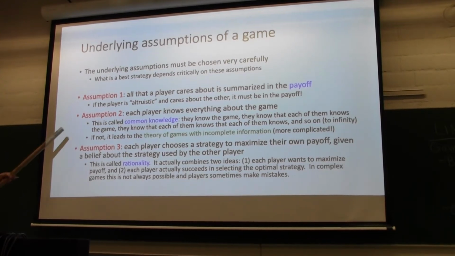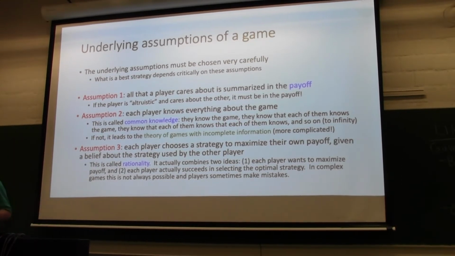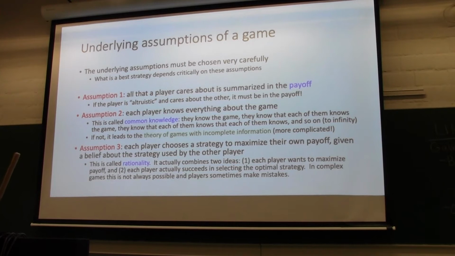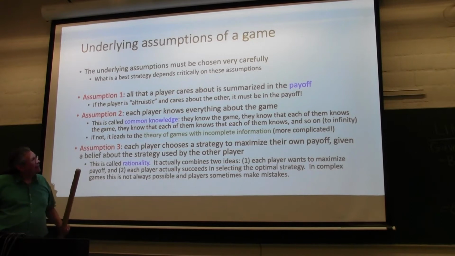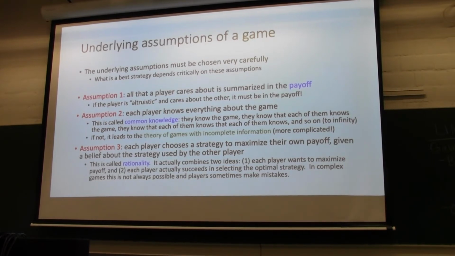Assumption 2, every player knows the full game. There's no mysteries. Every player knows everything about the game: all the rules, all the numbers in the payoff matrix. This is common knowledge. Each player knows that the other player knows. The game is not hidden. Everything is open. They know the game, they know that each of them knows the game, and they also know that each of them knows that each of them knows the game, and so on. There's nothing hidden.